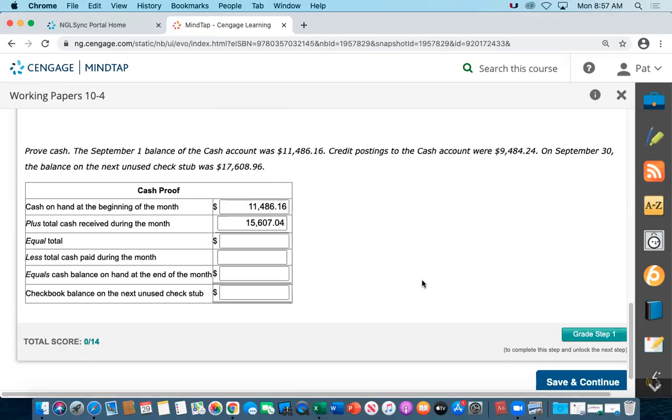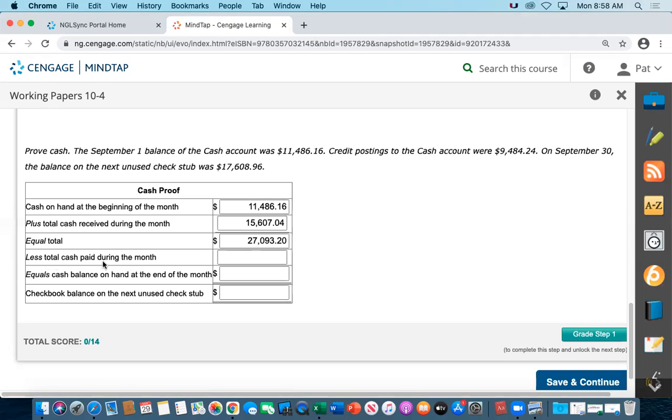So then we need a total for that: $27,093.20. That's adding all the money we had in the bank plus all the money received. Hopefully that makes sense. If you have $2 and you made $5, you have $7, right?